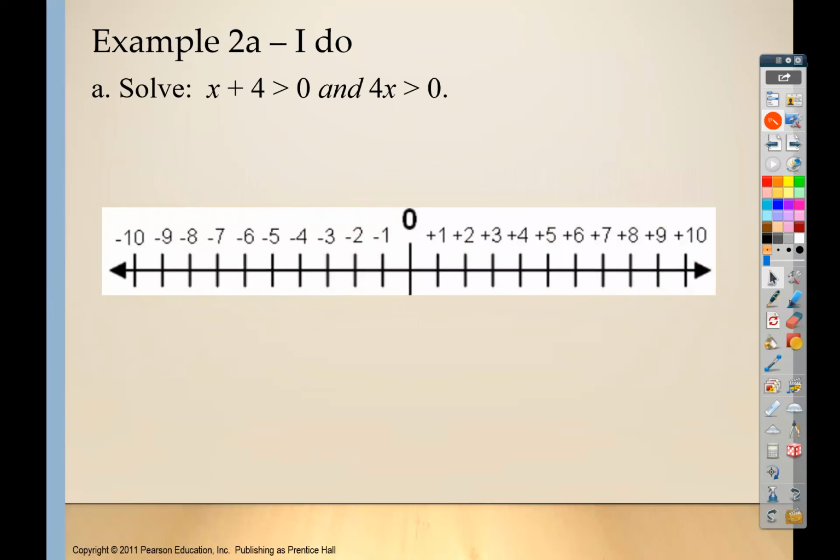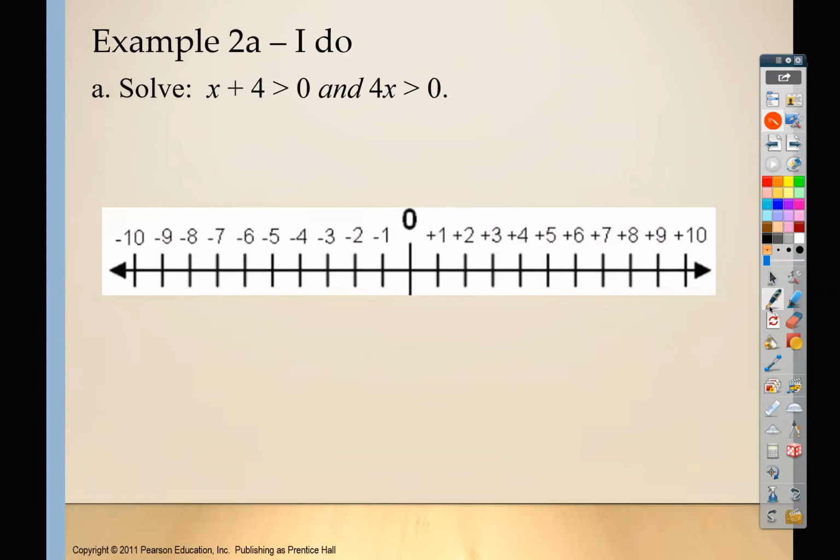Okay, 2A, we're going to graph. We're graphing inequalities now. So solve x + 4 > 0 and 4x > 0. I'm going to solve for x in both of these. I'm going to subtract 4, so I get x > -4.